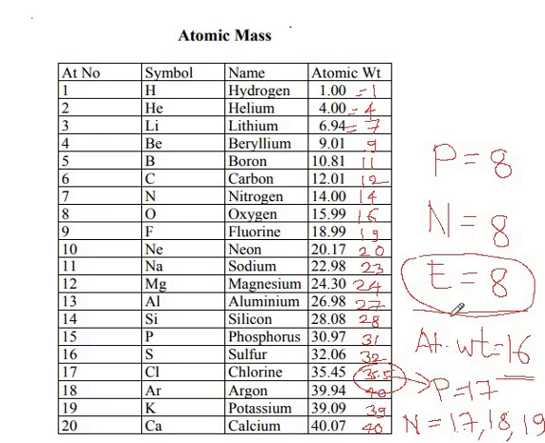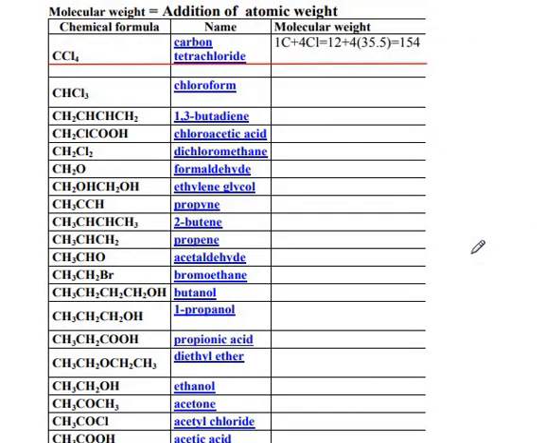Okay? So like this, you must have the knowledge of the first 20 elements' atomic weights, and only then with the help of these atomic weights can you find out the molecular weight of a compound. Now step by step we will find out the molecular weights of some compounds, and for this purpose I have taken certain chemical compounds. First one is carbon tetrachloride, then chloroform, butadiene, chloroacetic acid, chloromethane, formaldehyde, ethylene glycol, all that. Okay, so first I will explain how to calculate the molecular weight of a compound.